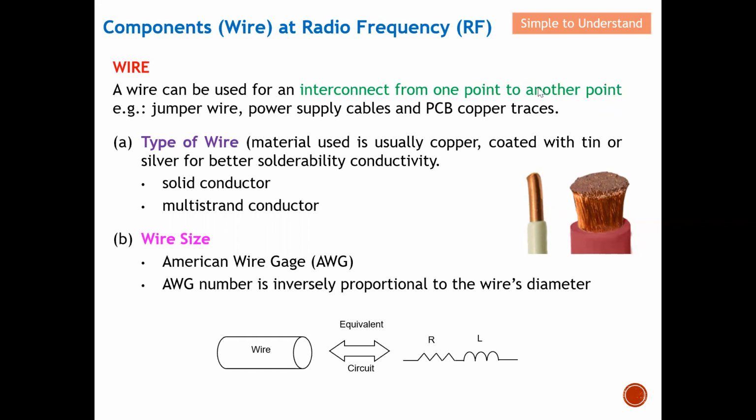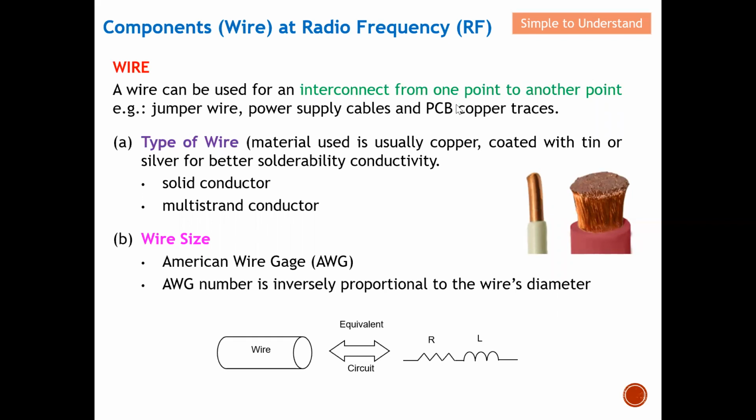So this is what it means. For example, the wire can be a jumper wire. The jumper wire, like what you see here, is basically to connect one point to another point. We also provide power for the device using wire. For example, when we charge our mobile phone, we connect it to the power supply. The power supply actually comes with a cable. The cable can also behave like a wire.